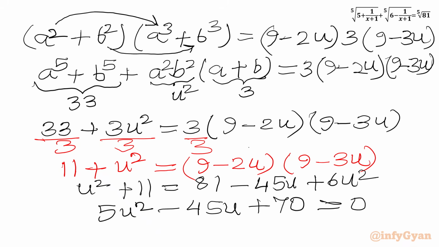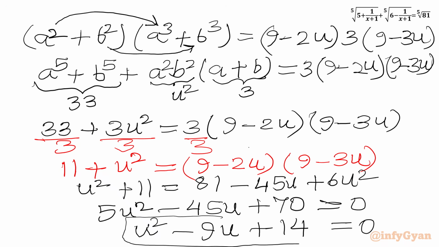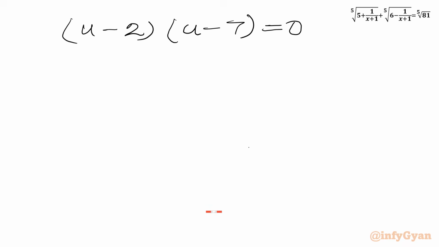Our equation is divisible by 5. We will divide both sides by 5 and get u² − 9u + 14 = 0. The equation is quadratic, which we can factor easily and get (u − 2)(u − 7) = 0. So from here we will use the product zero rule and get u = 2 and u = 7.